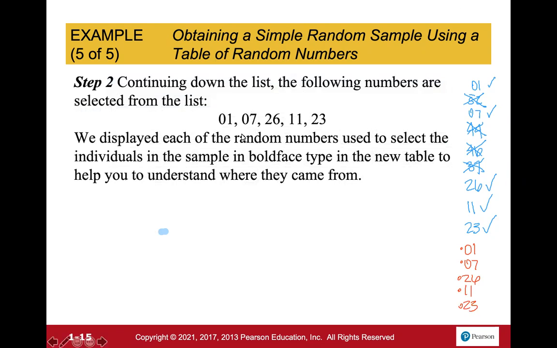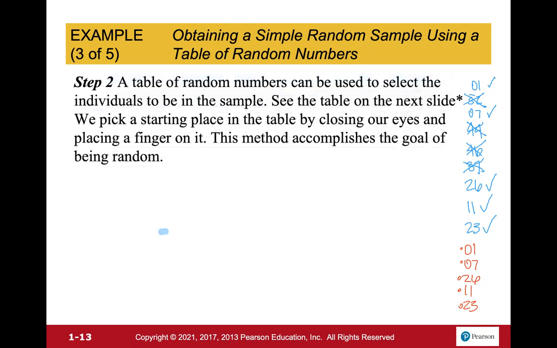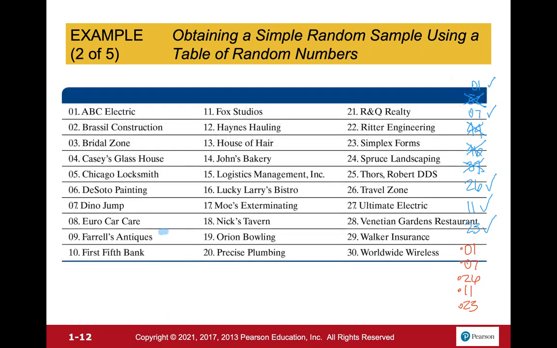All right, and those are the exact same numbers that we came up with right there. So we display each of the random numbers as selected. Let's go back and see what companies they are. So we have company number 1, ABC Electric. Company number 7, Dino Jump. Company 26, Travel Zone. 11, Fox Studios, and 23, Simplex Forms.